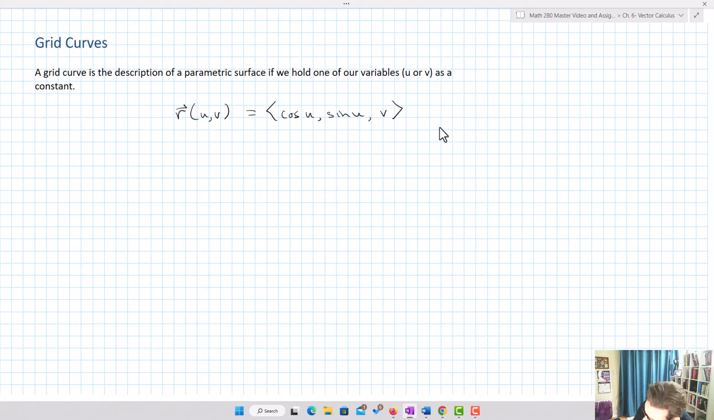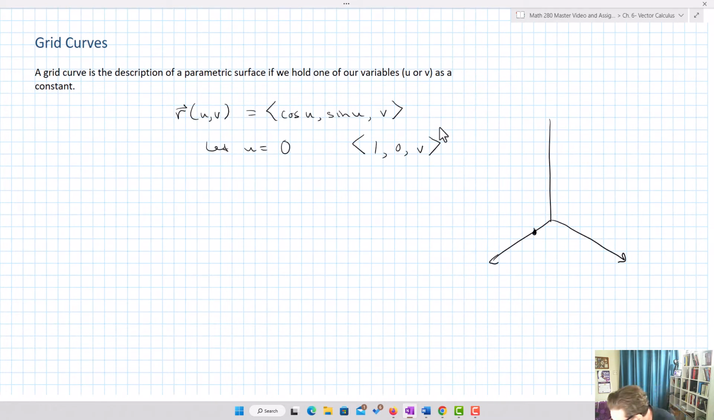Now, suppose that I let u equal 0. Then what I get is the point 1, 0, and then v. So I've got this line in space: my x value is 1, my y value is 0, and essentially v can be any value that I want. So all I've got there is this straight line in space at that point.